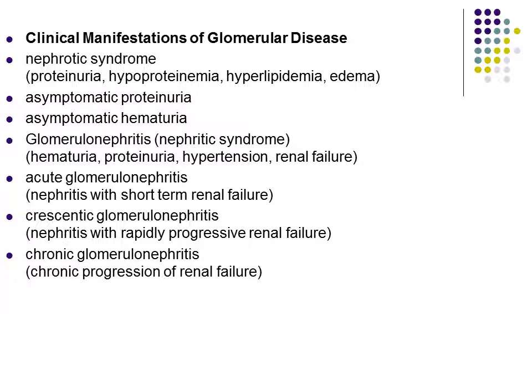Crescentic glomerular nephritis is a kind of rapidly progressive renal failure where on morphology you will see crescent formation in the glomerulus. Chronic glomerular nephritis is one in which there is a chronic progression of renal failure, and you will see a lot of sclerosis of the glomerulus. And finally there is end stage renal disease, which is an irreversible kind of renal injury, and eventually a lot of kidney diseases end up in end stage renal failure.